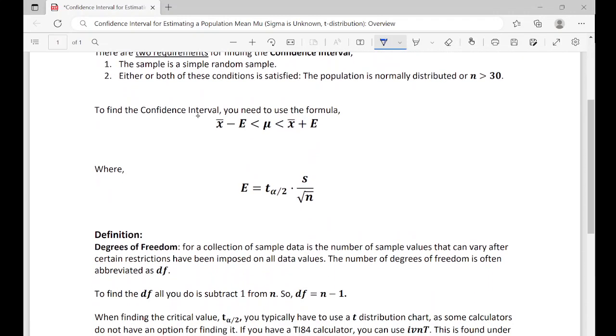To find the confidence interval, you need to use this formula here, which is x bar minus e, the margin of error, is less than mu is less than x bar plus e, the margin of error. This is how you would get the confidence interval. Now, margin of error comes from this formula here, where it's t sub alpha over 2 times the sample standard deviation over the square root of n. This is how we would find the margin of error.